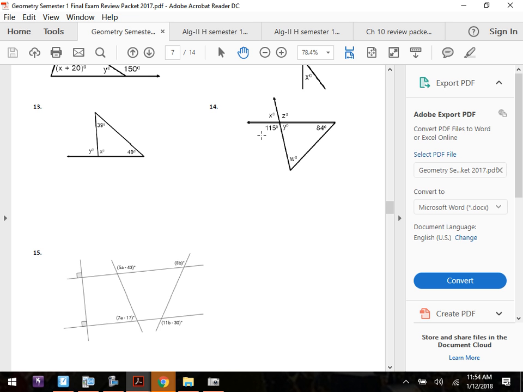So that gives you 65, 65 and 84 is 149. And then add that up, you get what, 31? Is that right for 31?